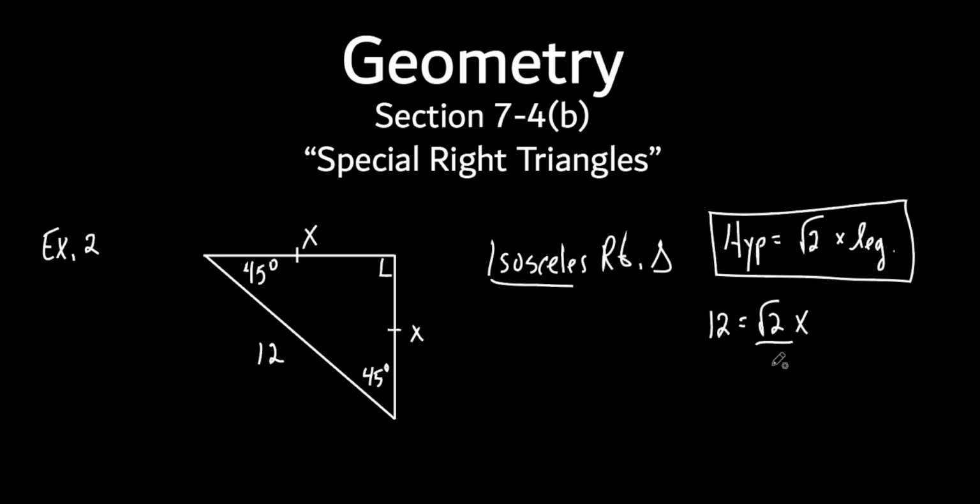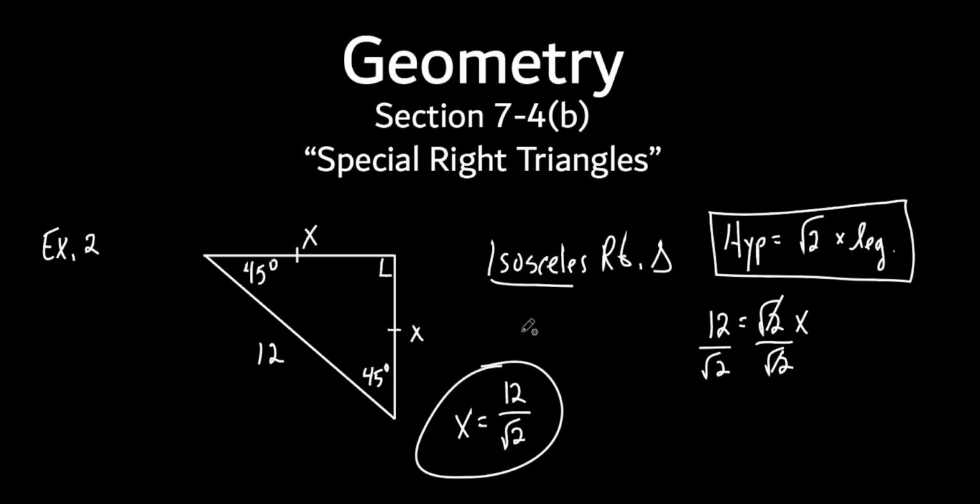All right, so now what do we do? Divide by square root of 2. Good. So we kind of already did this yesterday, but we didn't do this exact example, I don't think. So we'll do it. So they cancel out. So x is equal to 12 divided by the square root of 2. Do we circle it and count that as our answer? No. Why not? It's not simplified, right?